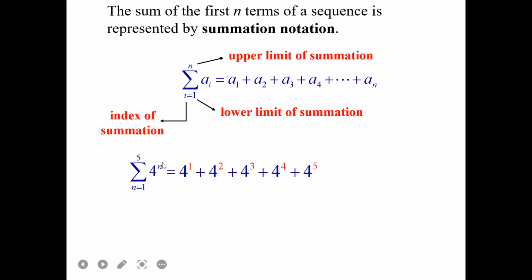So the summation of 4 raised to n from 1 up to 5. You start with 1 up to 5, so you will just substitute n equal to 1 up to 5. So 4 raised to 1 plus 4 squared plus 4 cubed plus 4 to the 4th plus 4 to the 5th. When we simplify and get the sum, this is finite, until the 5th term only. So we have the sum 1,364.